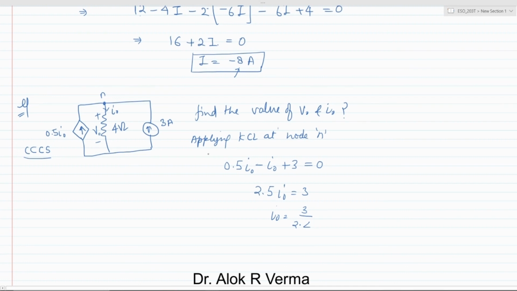Sorry, I made some mistake. So not this way. This will basically be minus 0.5 I0 is equal to 3. So I0 is nothing but 3 by 0.5, which is 6 amp. So this is the thing. And what is V0? V0 is nothing but I0 into R0, 6 into 4, 24 volt.